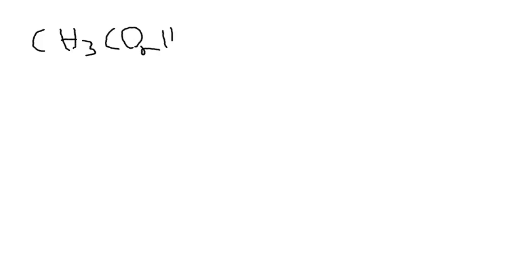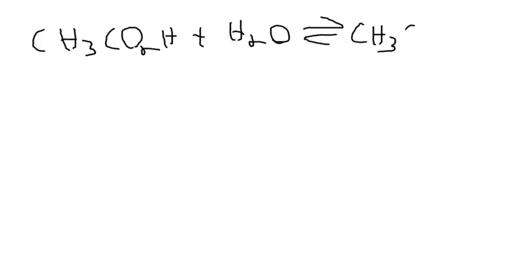So any acid, when you add it to water, will dissociate. Will donate a proton, H+, and make H3O+. But a weak acid is in equilibrium. It's only going to partially dissociate. So in this case, what we're going to make is acetate, the acetate ion, and H3O+.